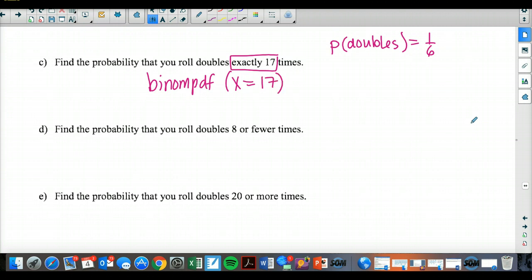To get credit on this question, you must show me more than calculator speak. Trials is 100. Probability of success is 1/6. Number of successes is 17. You've got to show me that to get credit. So 100, 1/6, 17, and you should get 0.1052.